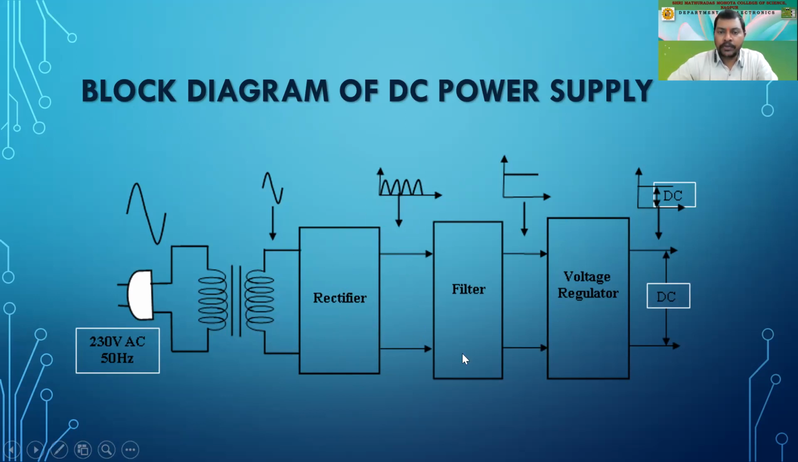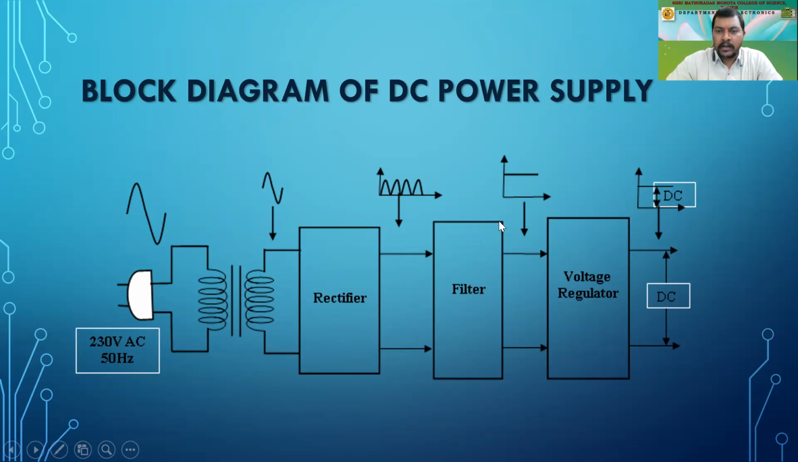Now to get pure DC, we require filter circuits like this. We use filters, which are a capacitor, an inductor, or both, and we will be studying this in this chapter itself. After the filter circuit, we get a smooth voltage like this, so we will have a plus 5 volt or minus 5 volt as per our requirement. This is the rectifier circuit that we are expecting to study in this unit.